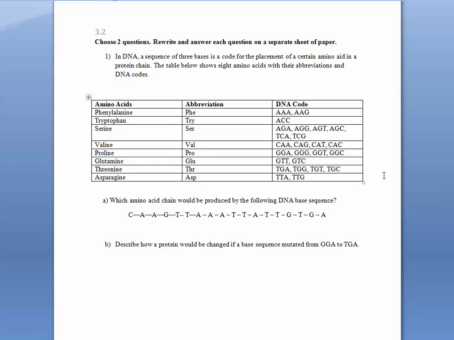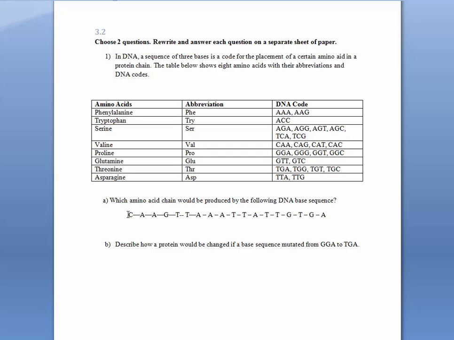Okay, number 1. In DNA, a sequence of 3 bases is a code for the placement of a certain amino acid in a protein chain. The table below shows 8 amino acids with their abbreviations and DNA codes. Part A. Which amino acid chain would be produced by the following DNA base sequence? CAA, GTT, AAA, TTA, TTG, TGA.